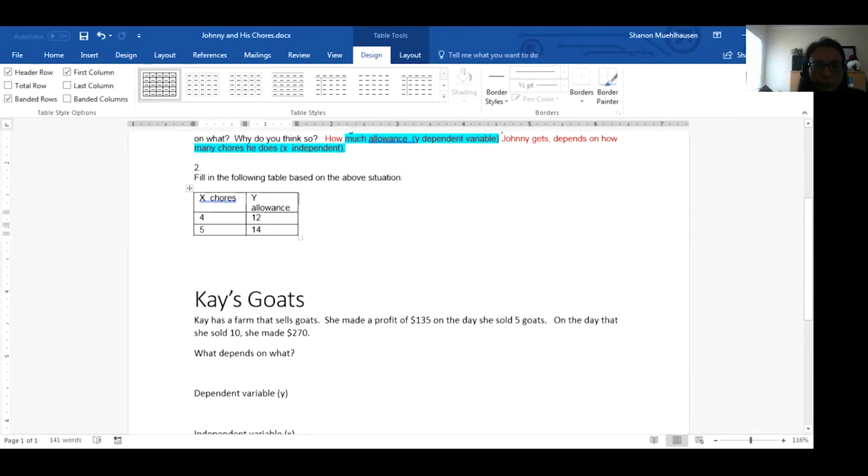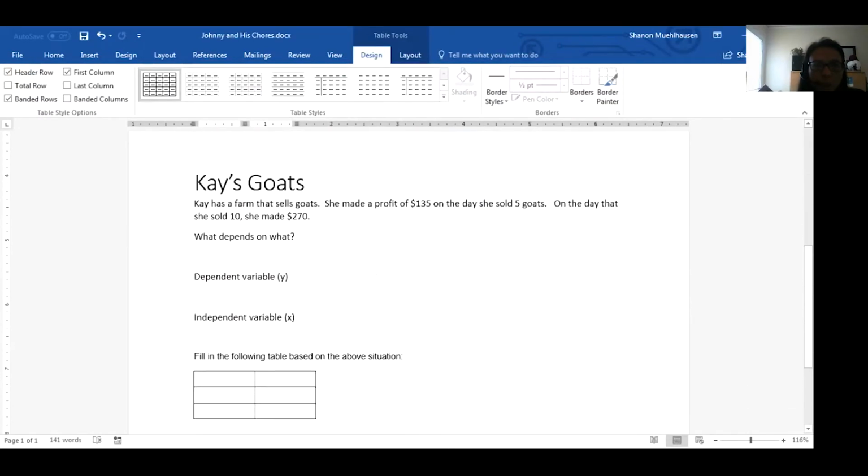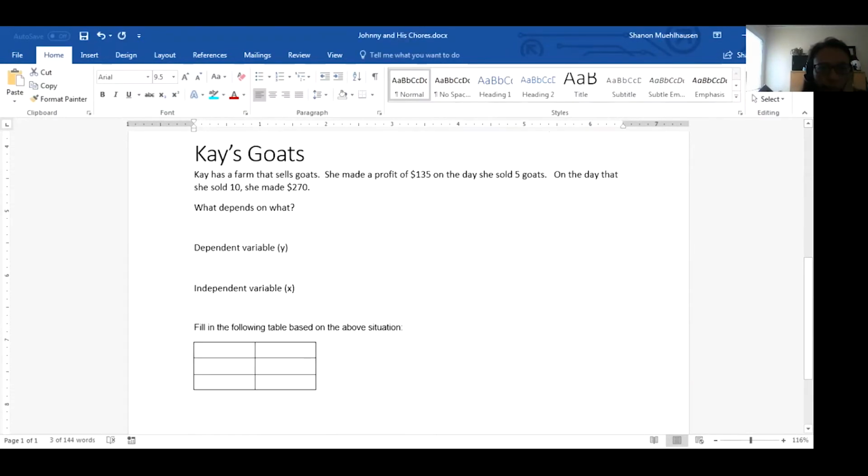Okay, let's look at another example. Kay's goats. Kay has a farm that sells goats. She made a profit of $135 on the day that she sold 5 goats. On the day that she sold 10, she made $270. What depends on what?